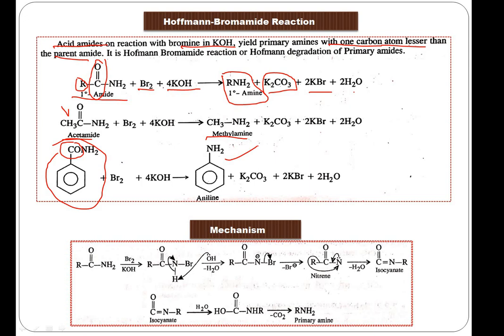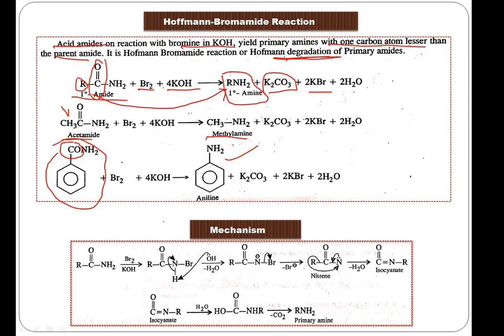Now, this is important. The Hoffmann bromamide reaction is used for the preparation of primary amines. And the second thing is that the amine formed has one carbon less than the parent amide. That's why this reaction is also called Hoffmann degradation. Why? Because it degrades, it removes one carbon. The product formed has one carbon less. That's why it's also called the Hoffmann degradation reaction.